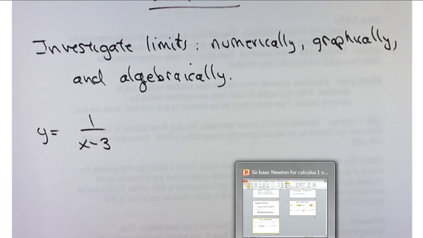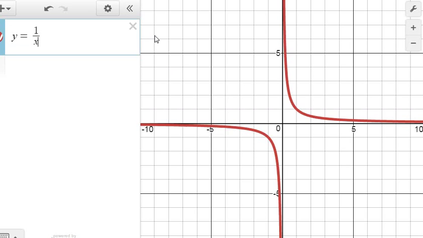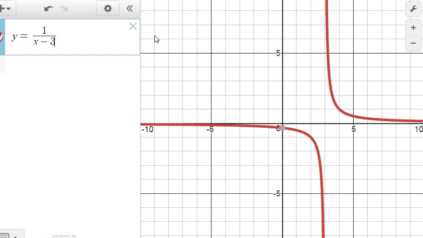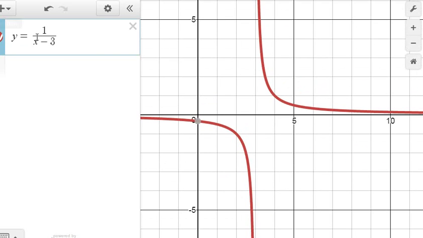Now let's take a look at this graph in particular right here. Y equals 1 over x minus 3. And you can kind of see what is a characteristic behavior where you have 0 in the denominator, that you have a vertical asymptote. So the line x equals 3 is approached from the right towards positive infinity, from the left towards negative infinity. But you can see that this graph definitely has issues at that point.